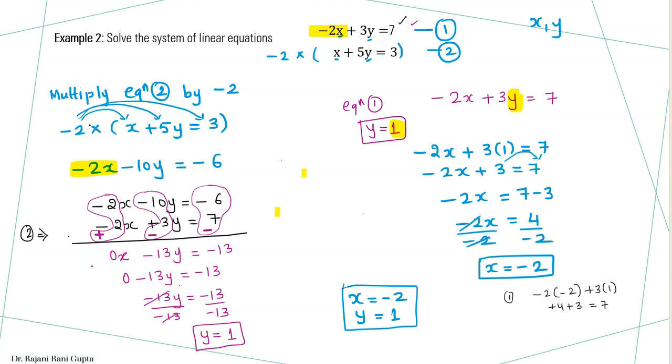In the second equation, similarly, x is minus 2 plus 5 times 1. So how much do you get? Minus 2 plus 5, that gives you 3. See, it is the same as the right hand side. So this is a way to check your answer. Okay, so it's optional. You don't have to do it in Excel.